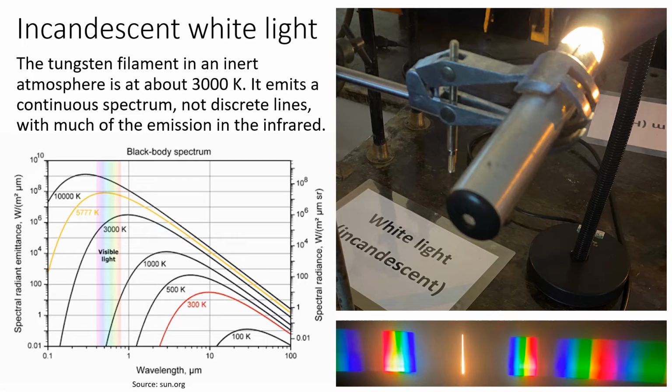So this all follows from Planck's law for black body radiation. As I say, when things are very hot, so this could be the tungsten filament in a light bulb, or the sun, we get this continuous spectrum as opposed to discrete lines.